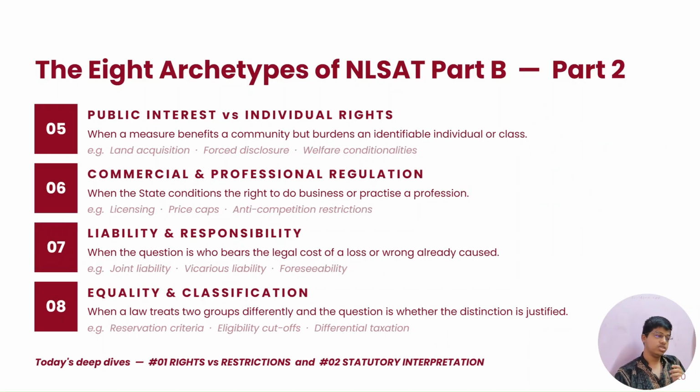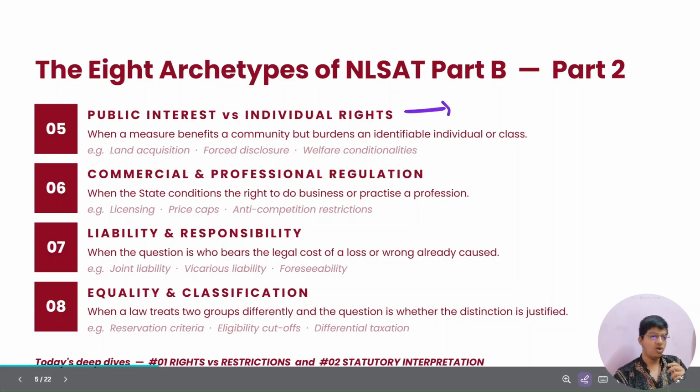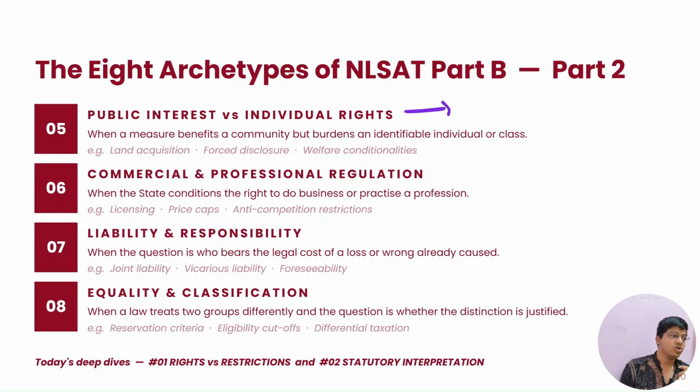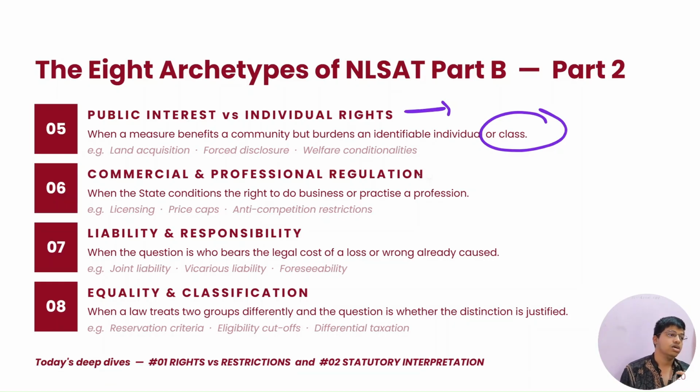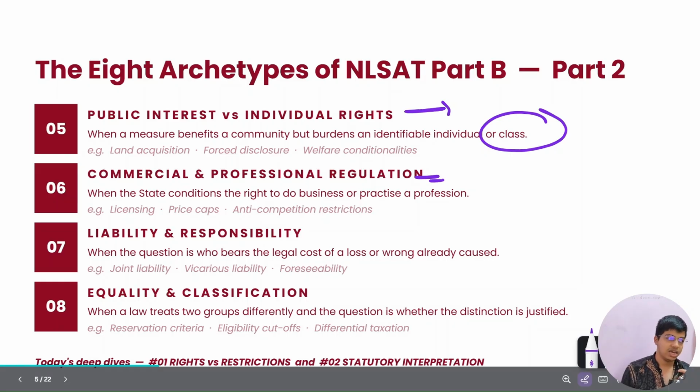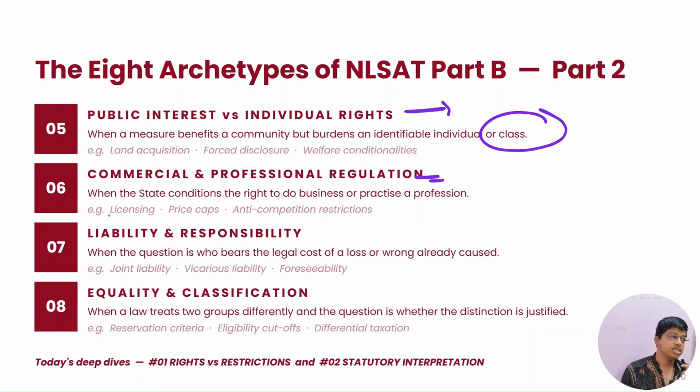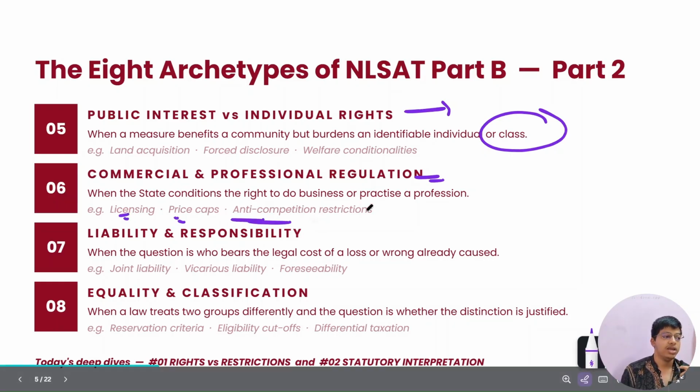Public interest versus individual rights, this is just an evolved form of, let's say, the rights versus restrictions thing. Within it, things like land acquisition, forced disclosure, to what extent commercial entities have privacy, these things come up. Commercial professional regulation, again in a similar way. Licensing schemes, price caps, anti-competitive.